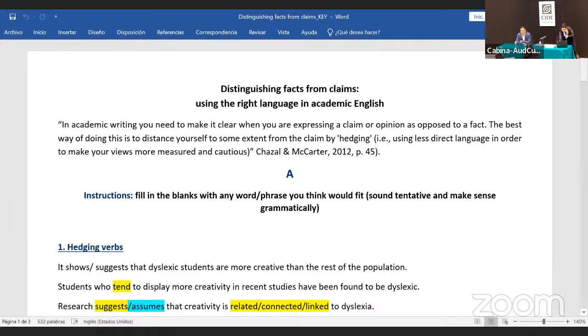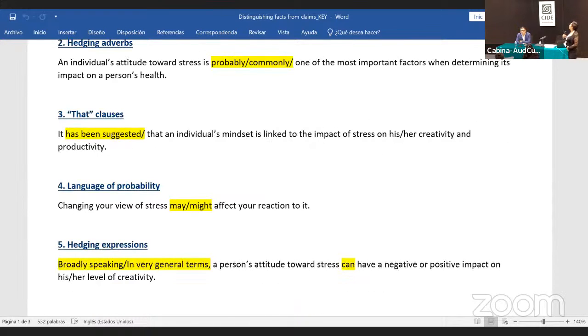Here are some others. It has been suggested. And you guys, what did you write? Yes, the number 3. Yeah, sure. Nothing there? No, okay. Language of probability: may, might, could be. What did you write, Alexia? It shows. Changing your attitude shows, or in number 3, it shows that an individual mindset. Okay. Yeah, it shows is softer than it is. So yeah. And expressions there.